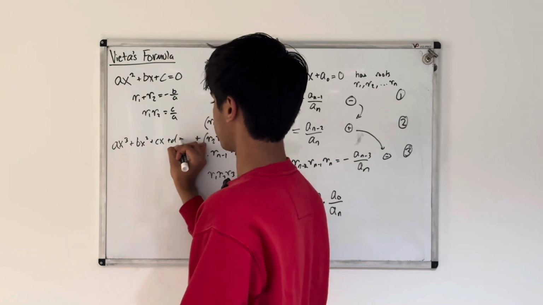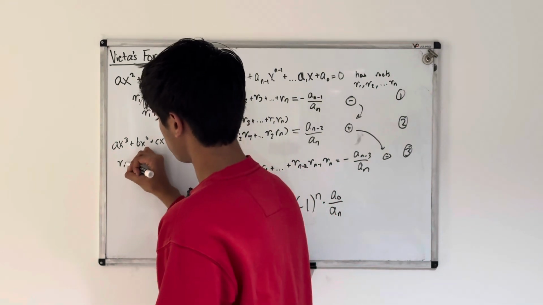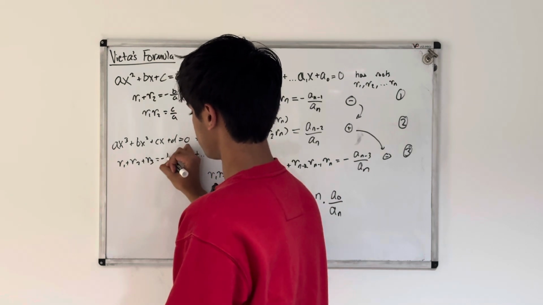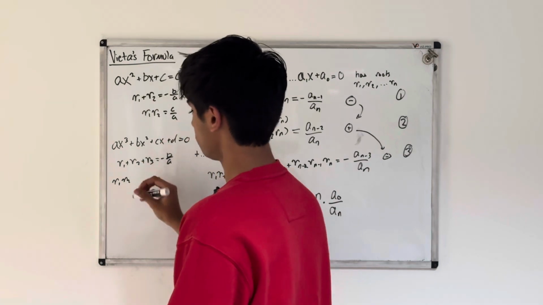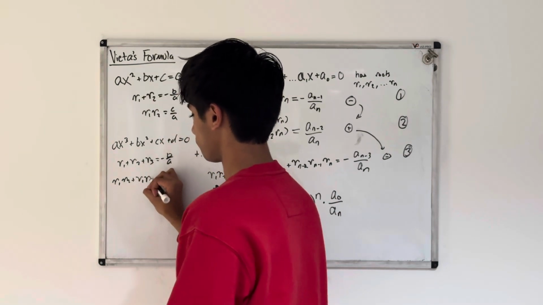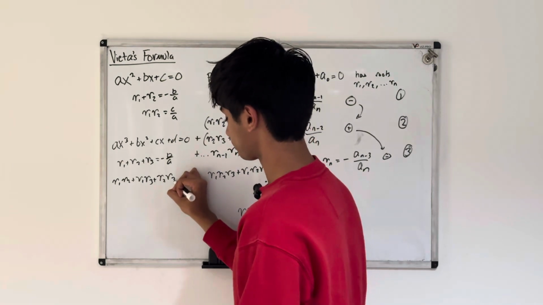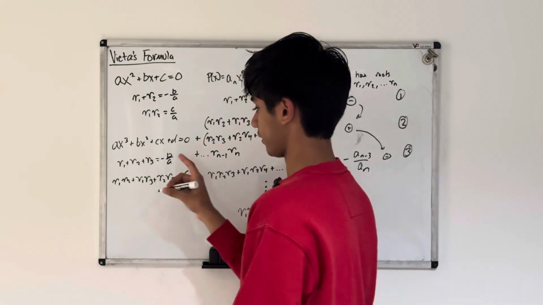Okay, so let's say we have a cubic like this, with r1, r2, r3 as the roots. So we know that r1 plus r2 plus r3 is equal to negative b over a. We know that r1 times r2 plus r1 times r3 plus r2 times r3 is going to equal c over a. And it's positive because we're alternating signs.